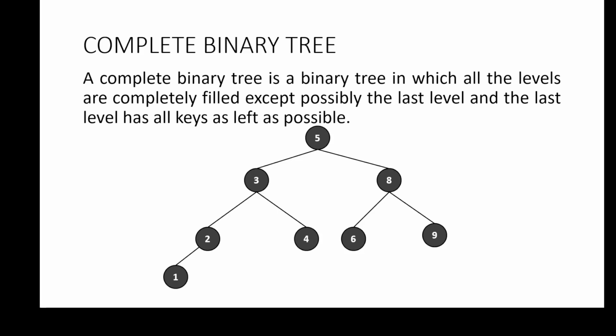So a complete binary tree is a binary tree wherein till the last but one level, the tree should be completely filled, and in the last level, it should be filled from left to right.